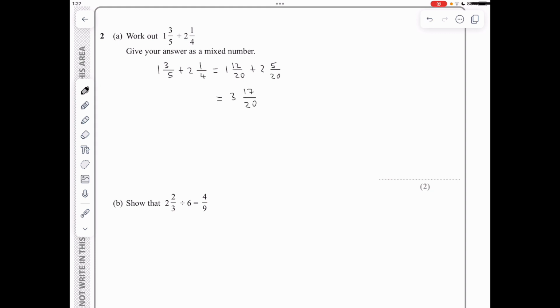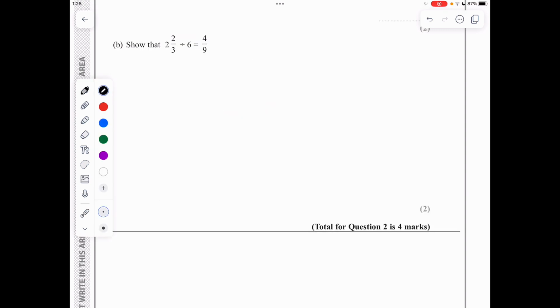We are asked to give our answer as a mixed number. It's 3 and 17 over 20. In B, we need to show that 2 2/3 divided by 6 is 4 over 9. So we've got the division of fractions. 2 2/3 divided by 6.